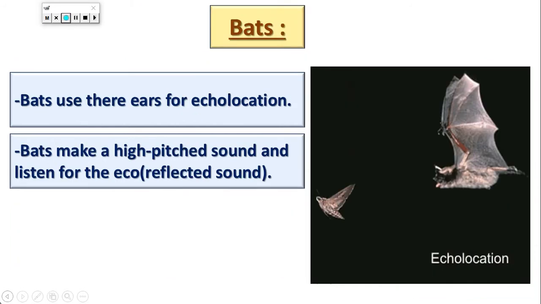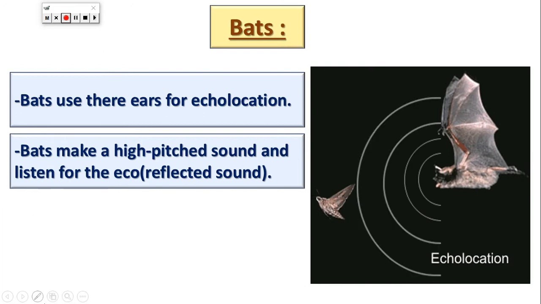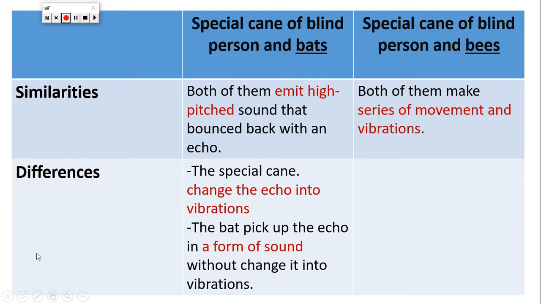Okay, so let's know now what the similarities and differences are between the special cane of the blind people and the bat. They are similar in that both of them emit a high-pitched sound, but they are different in that when the echo returns to the bat, the bat listens to it without changing it into vibration. Okay, so the high-pitched sound hits something, returns back as an echo to the bat, and the bat listens to the sound and knows there is something in front of it.